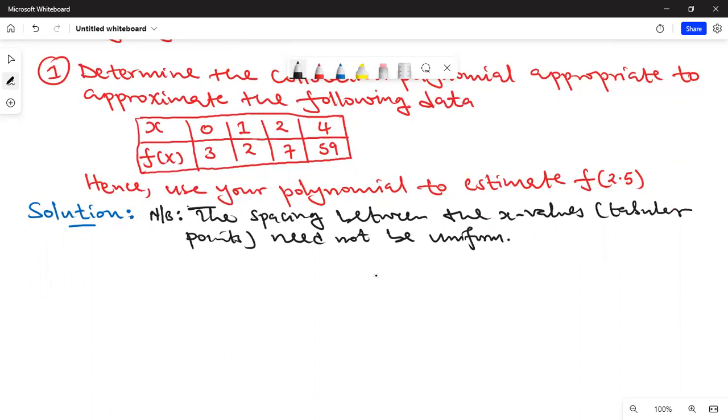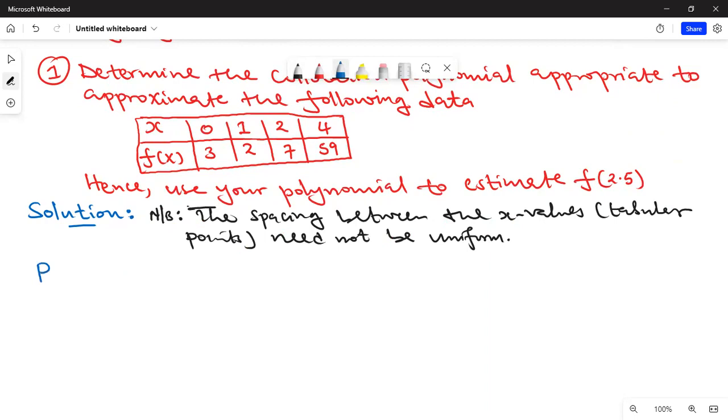So now, I need also to take note that such type of data where the spacing between the x values is not uniform often occur as a result of experimental observations or when historical data are examined. So let's start with a polynomial of degree 1.